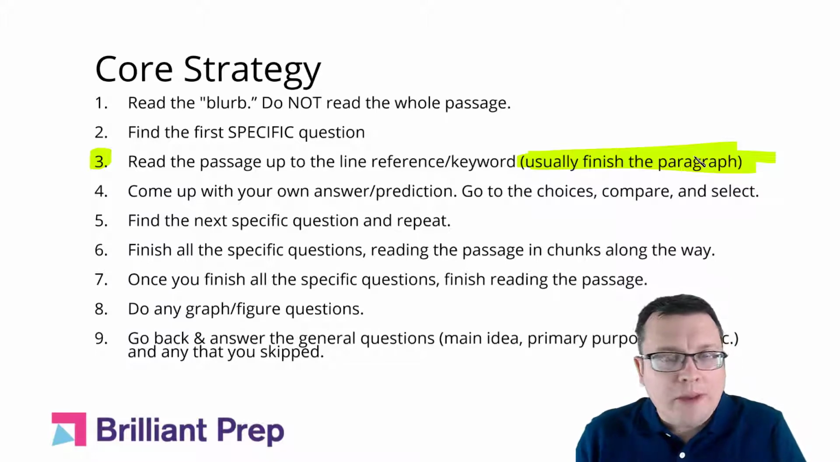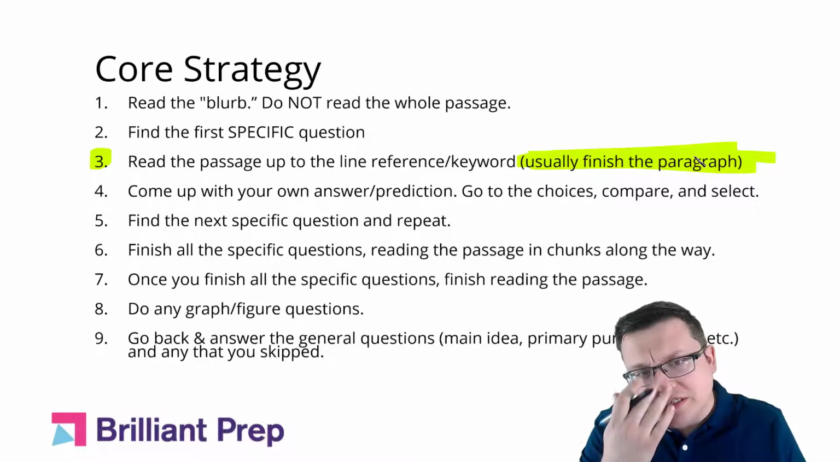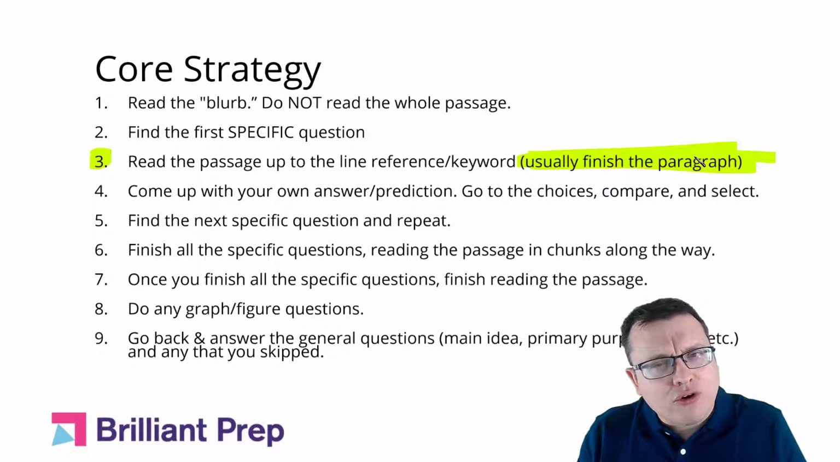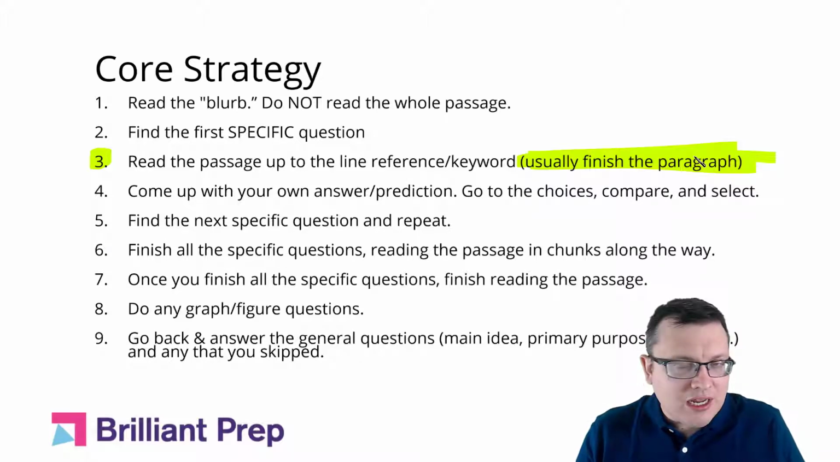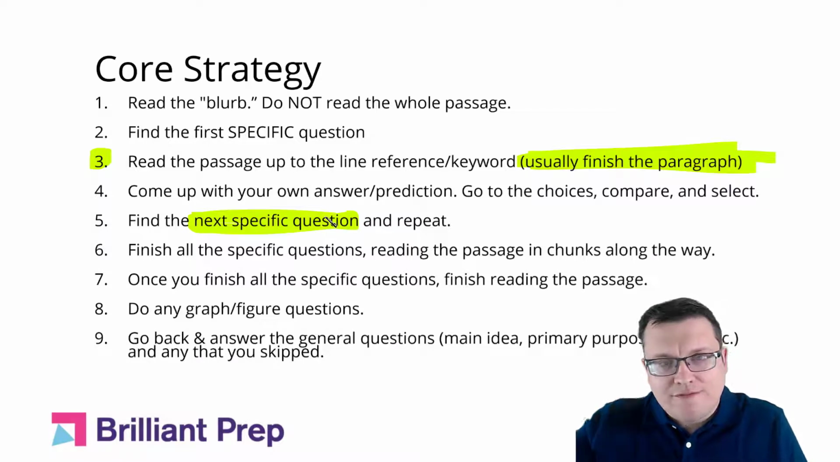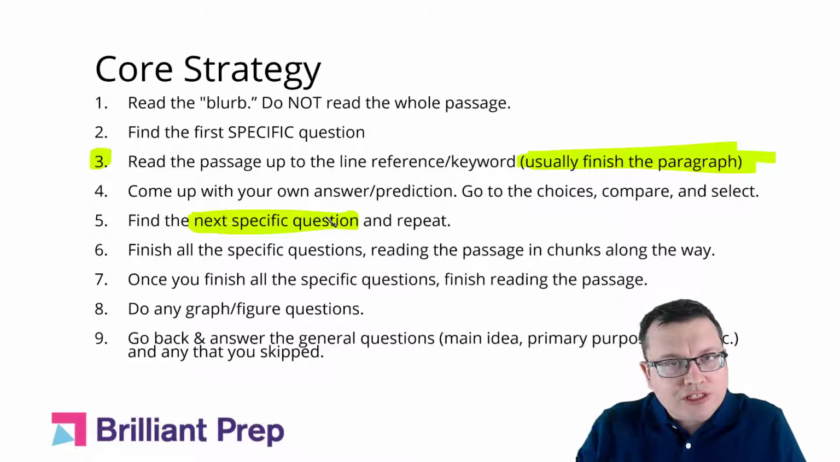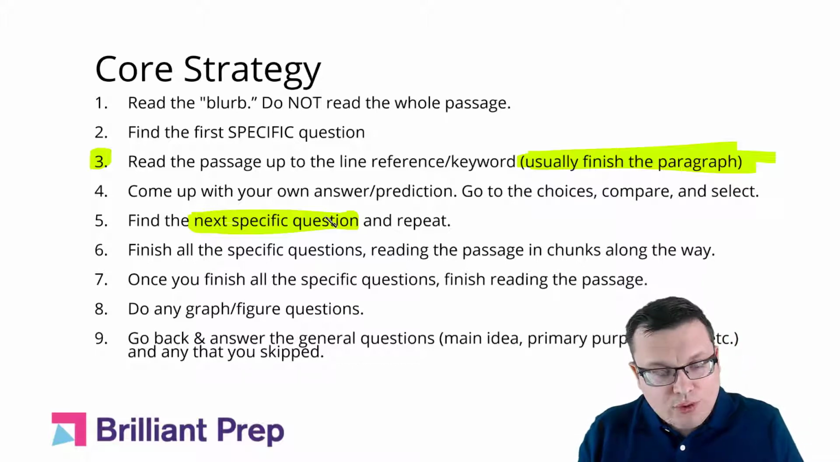The fact that you haven't read the whole passage yet will not hurt you, and actually in some cases helps you because it focuses you on the most important set of lines. At that point, before you go to the choices, it's not a bad idea to come up with your own prediction as to what you think the answer could be. Then you go to the choices, compare, use process of elimination, and select your best choice. Once you've done that, you find the next specific question and repeat the process. Find the line, start reading the passage where you left off, read up to and through that reference, usually finish the paragraph, and answer the question.